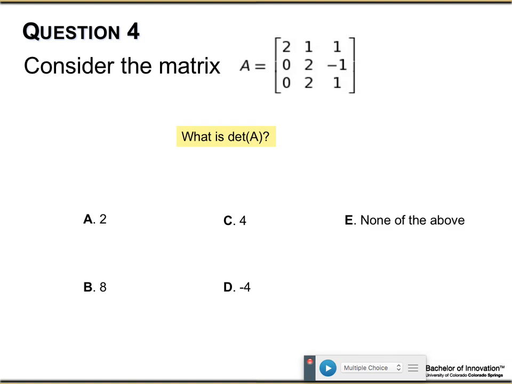So let's consider the matrix A given here. What's its determinant? This is in the chapter.